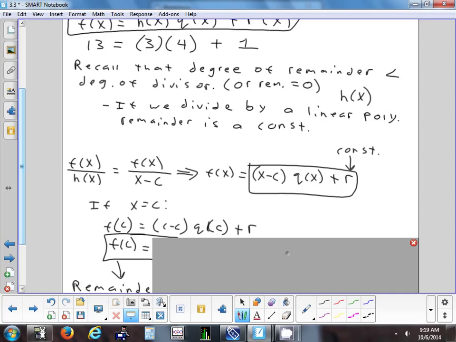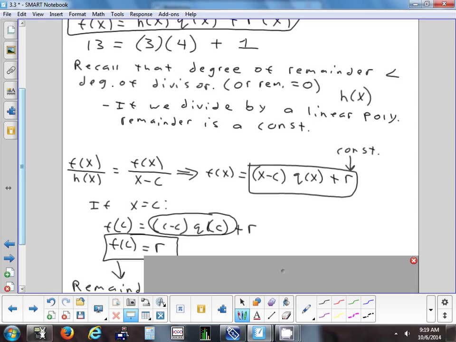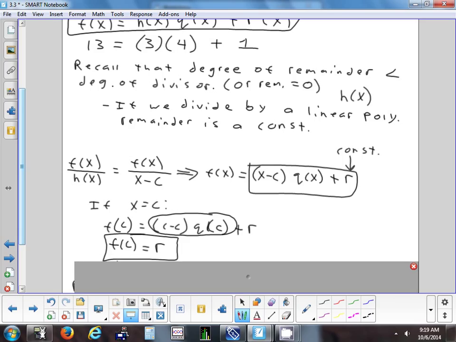Because we're just going to change x to c, and I'll show you why in a second. So you end up with c minus c times your quotient, which is q of c, since we're finding a particular value, c, plus my remainder. So this whole part right here goes away. And what's the only thing you're left with? A remainder. So this is actually a neat little formula. It gives you a way to find the remainder without actually having to do long division. Won't give you the quotient, but it will give you the remainder.